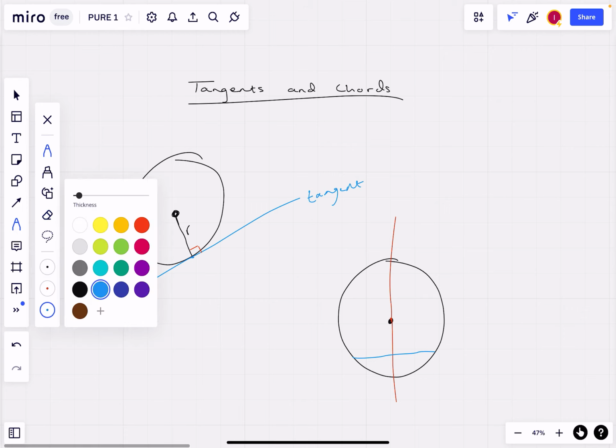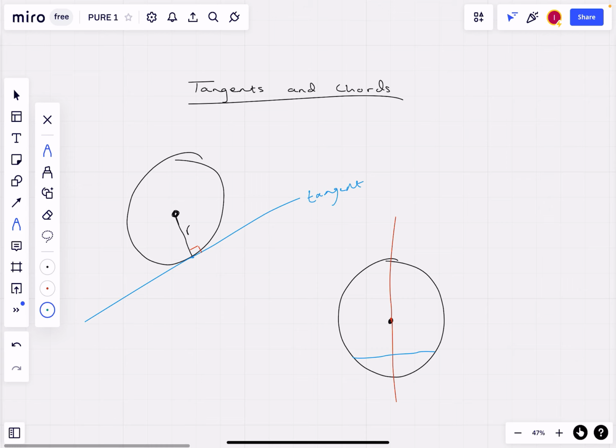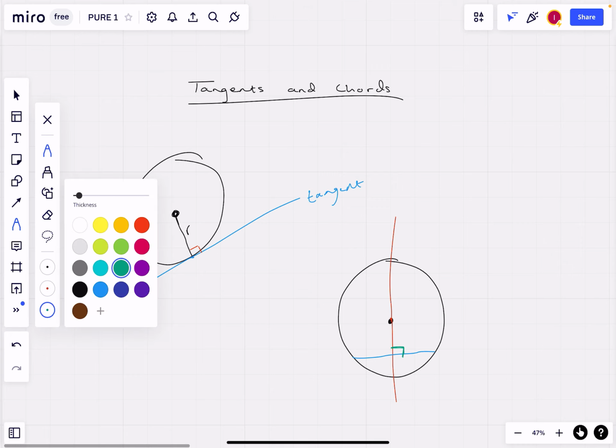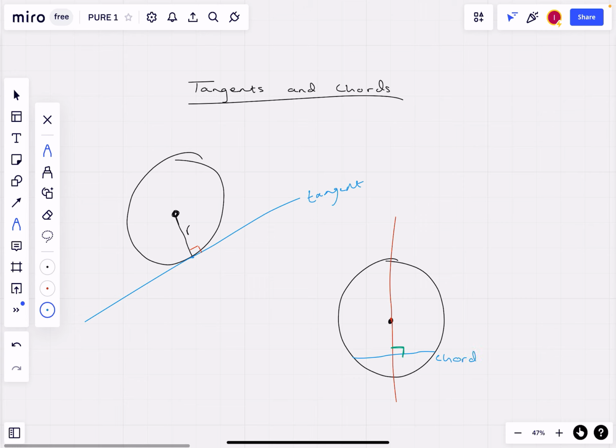In this case, the perpendicular bisector will go through the center. It's going to go through the chord, and this will be right angles as well. So this is my chord, and this is the perpendicular bisector. The diagram probably makes the most sense. But yeah, that's tangent and that's chord. Let's have a look at some examples and questions which make use of chords and tangents.